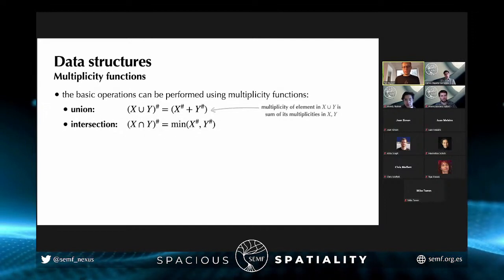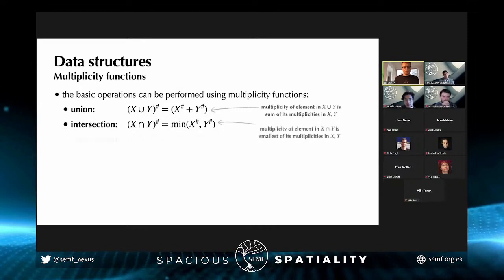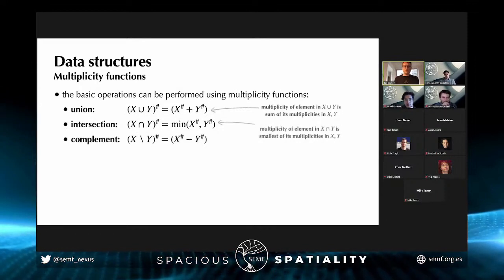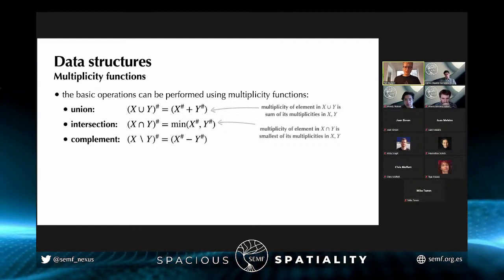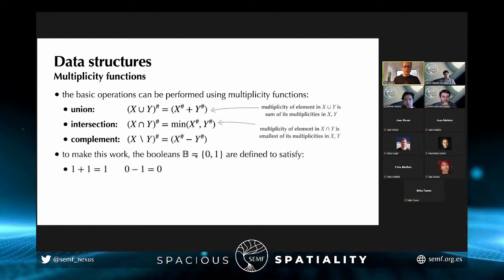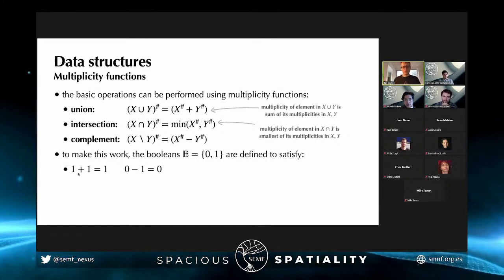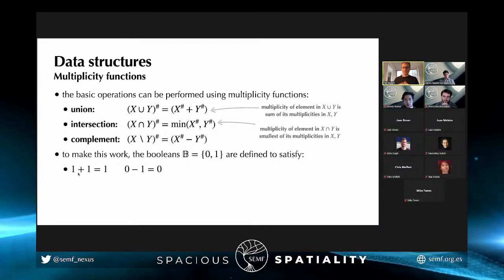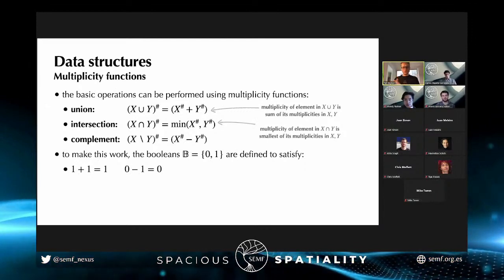Intersection is the minimum of the multiplicities in the two sets or multisets. And then complement is subtraction, where there's a little detail here, which is that for the Booleans, we have to define 0 minus 1 just to be 0. Also have to define 1 plus 1 to be 1. So it's sort of like saturating arithmetic. If you go higher than 1, you're stuck at 1. If you go lower than 0, you're stuck at 0.